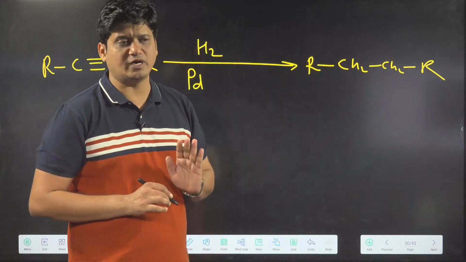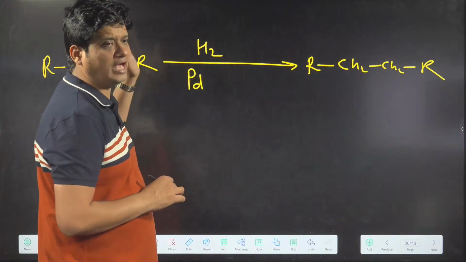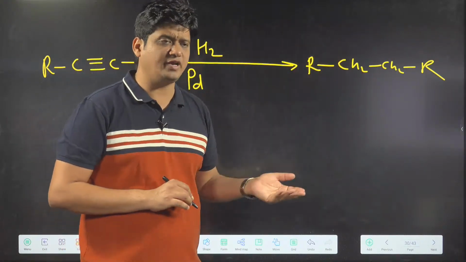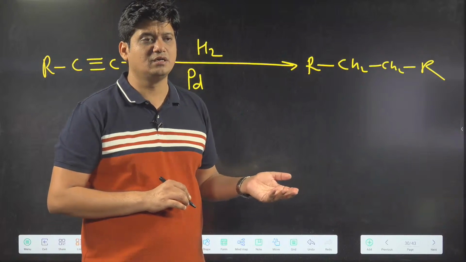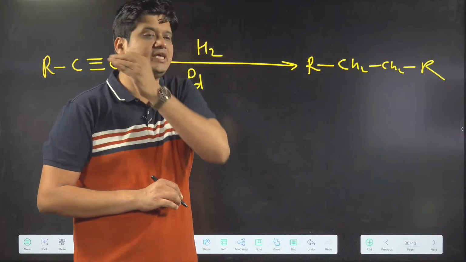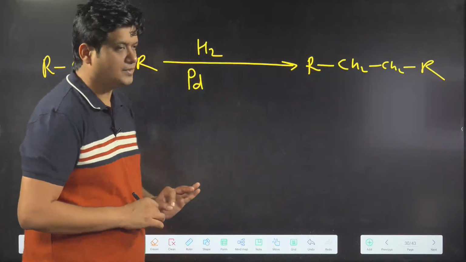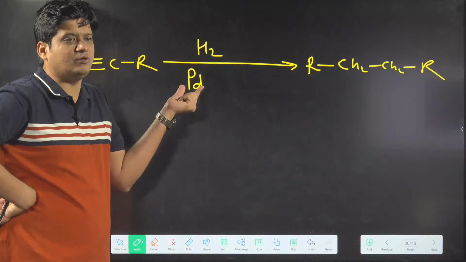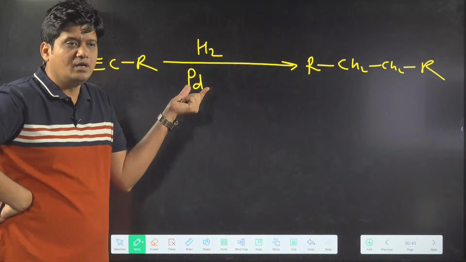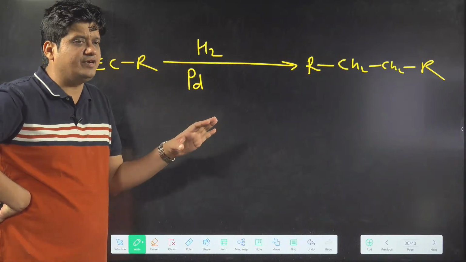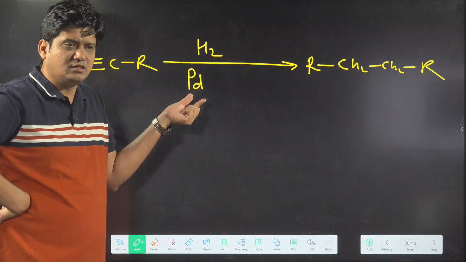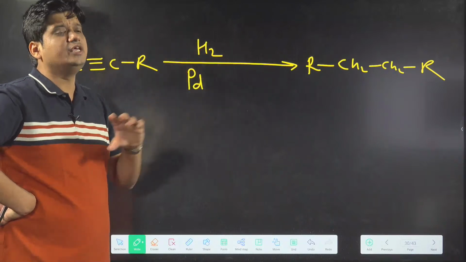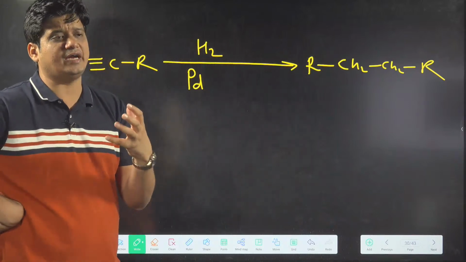Sequence of reduction is what? Alkyne reduced into alkene, alkene reduced into alkane. This is the sequence of reduction reaction. Now we want to stop this reaction at alkene. So what is required there? We have to decrease the activity of this catalyst palladium. If you decrease the activity of this palladium catalyst, or decrease the concentration or pressure of hydrogen gas, you can stop the reaction at alkene.